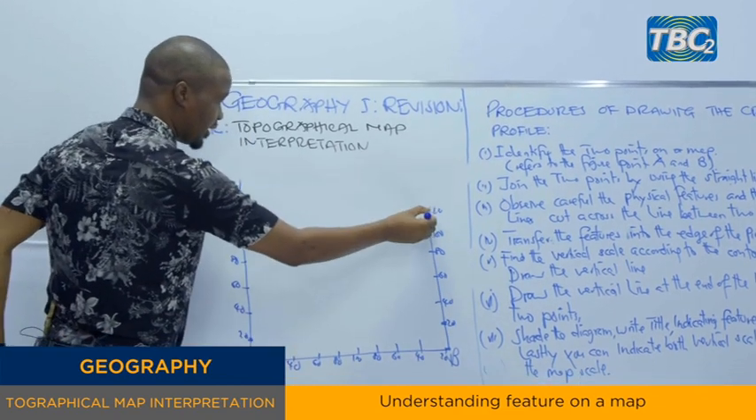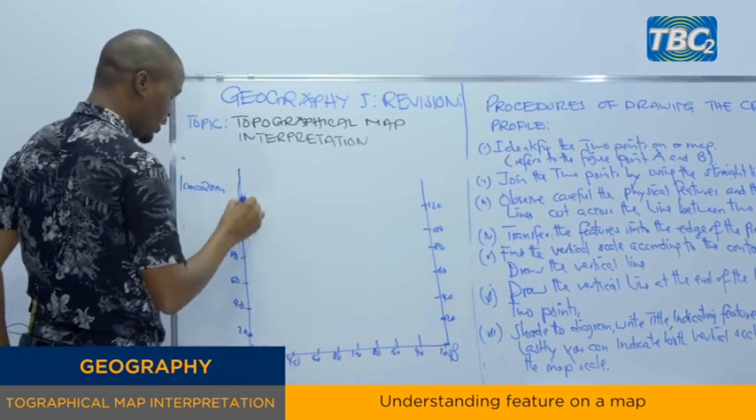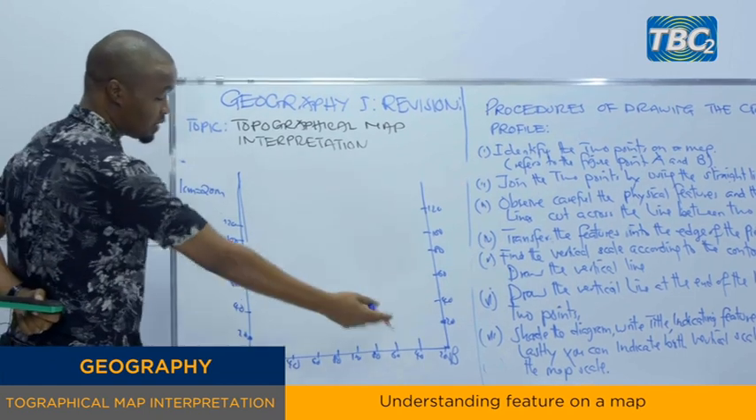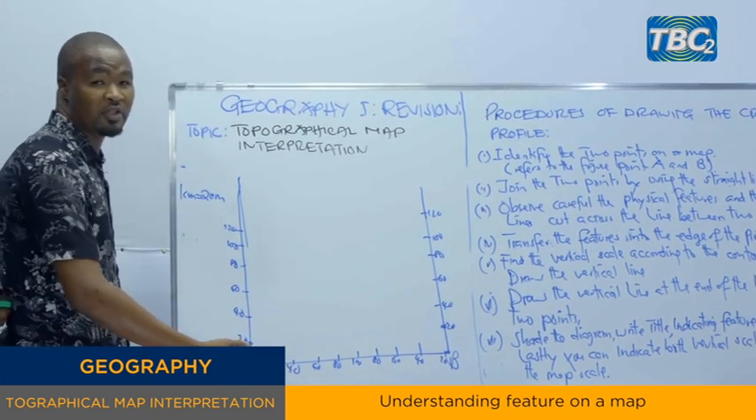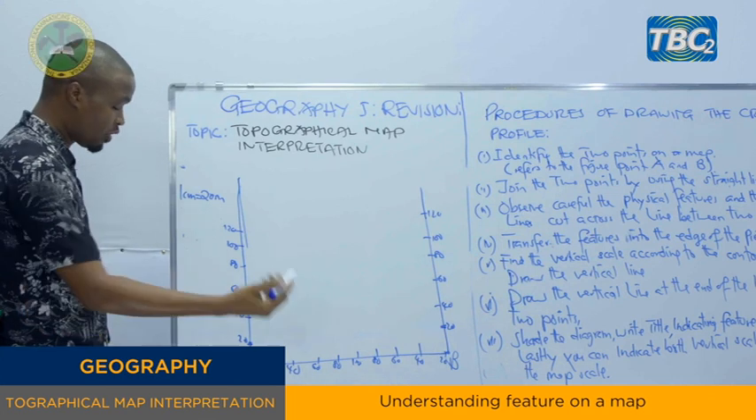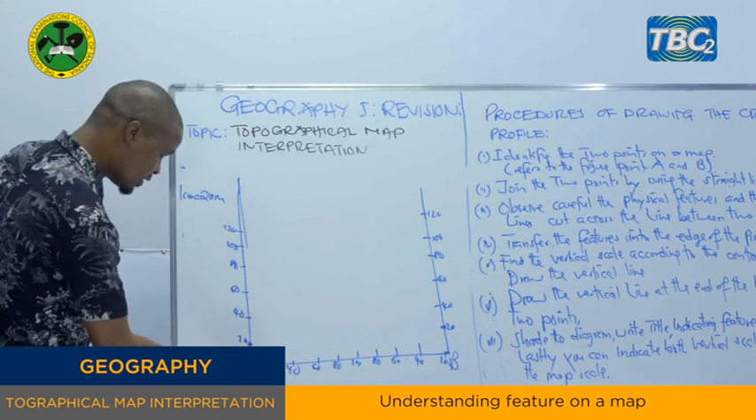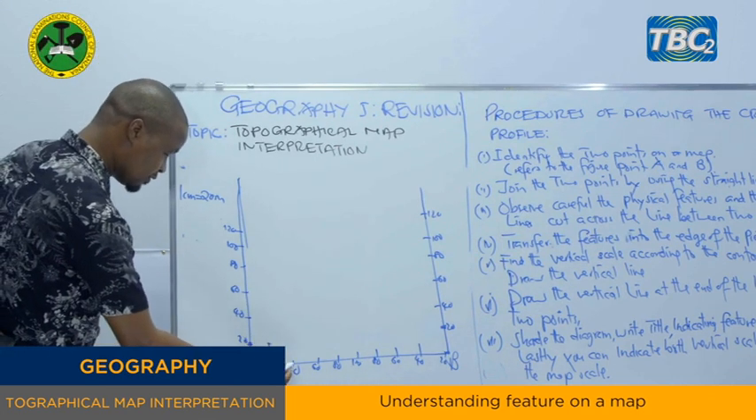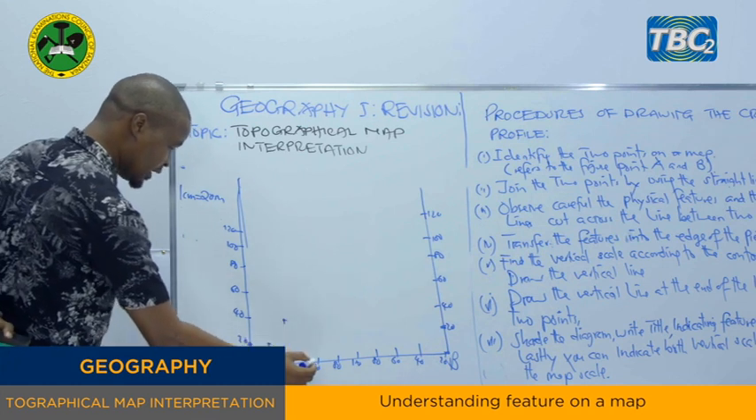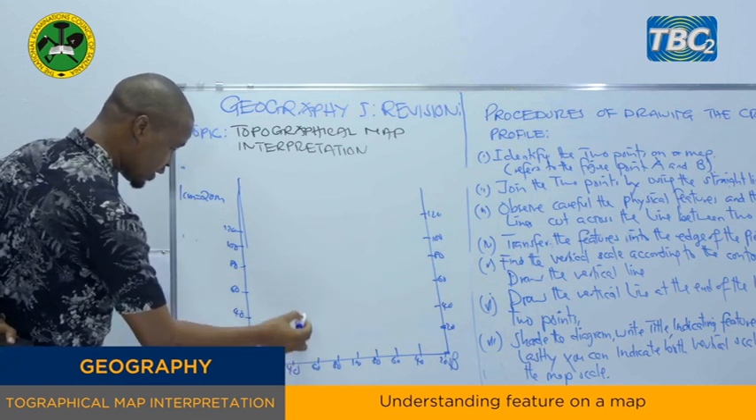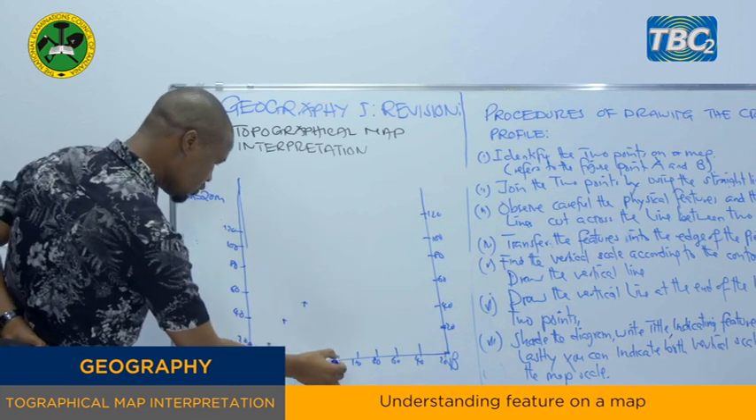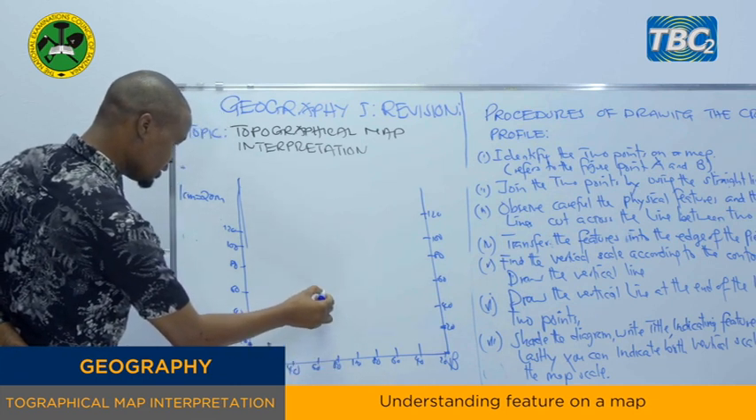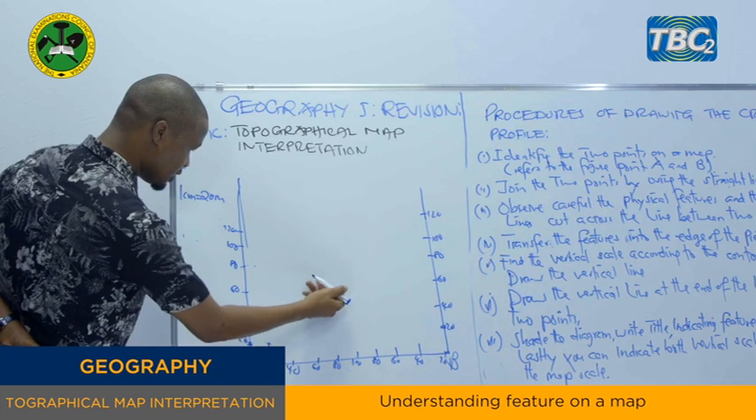After drawing the two points on your line, you have to join the points according to the contour interval that cuts across the line. You see, you have to make sure. Okay, this is 20, this is 40. Then you go there. This is 40, this is 60. Then you mark where there is 60. See, this is 80. You go there. This is 80.